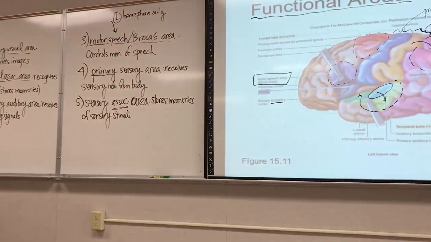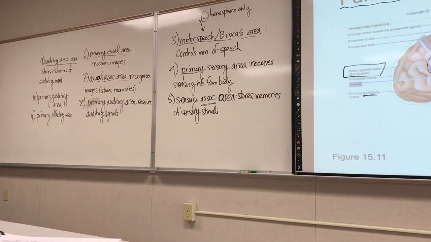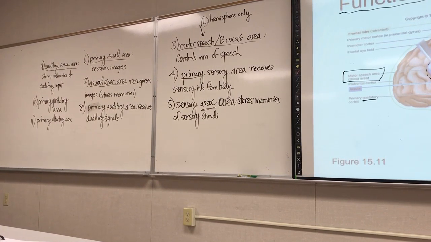Is the insula in the frontal lobe? It's a separate lobe all by itself. It's considered to be a fifth lobe of the brain. So it's a separate area, not part of any other lobe.